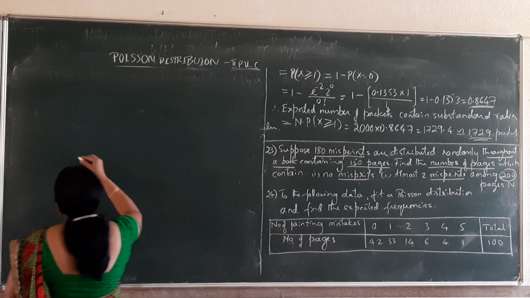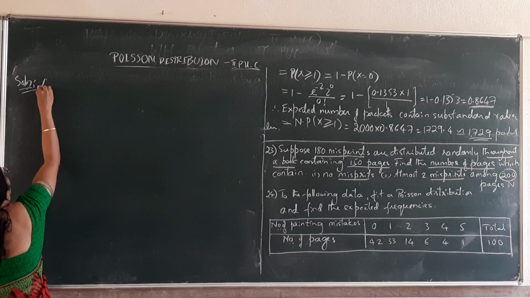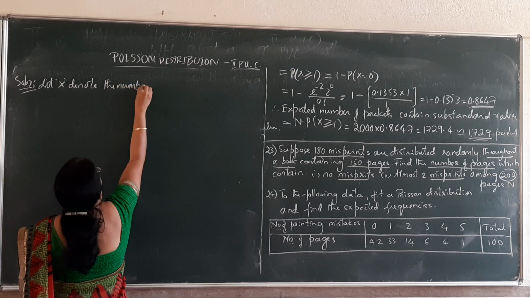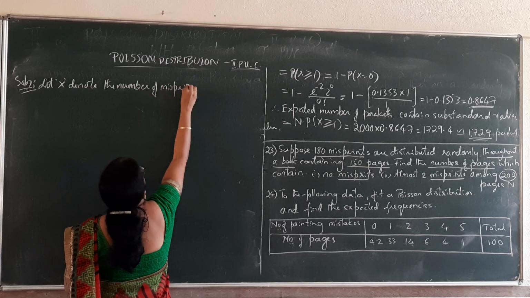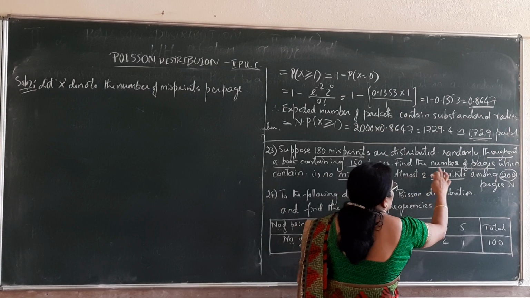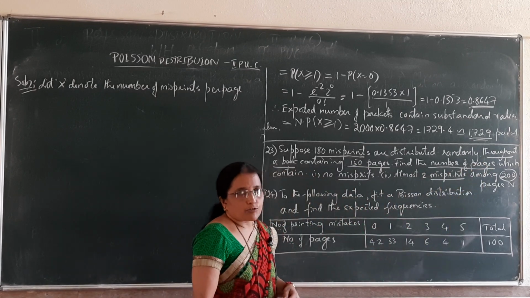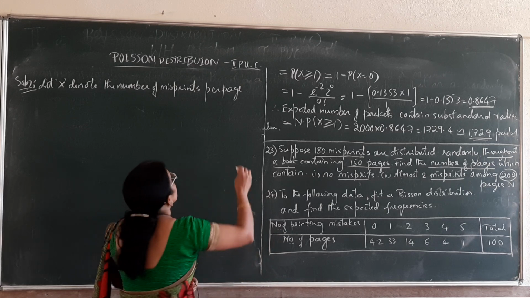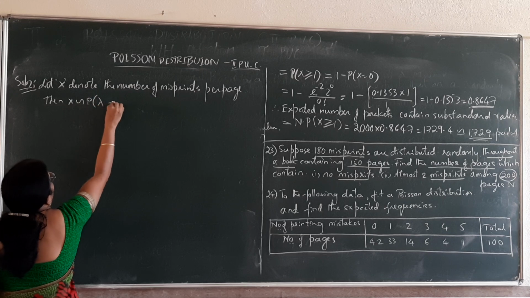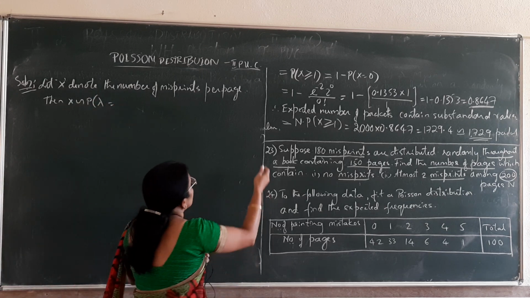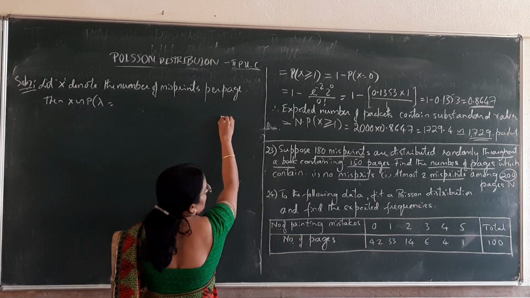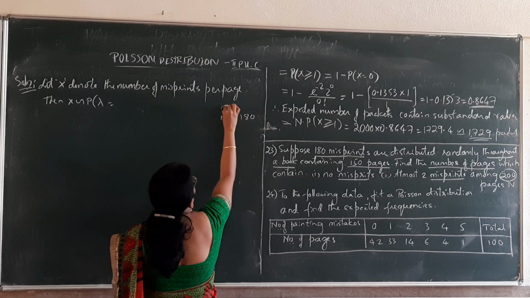First, let X denote the number of misprints per page. Observe, I wrote per page because finally they have asked to find the number of pages. So we have to deal with per page, right? That is how to understand the problem. So number of misprints per page. Then X follows Poisson with lambda equal to. How to find the lambda? Here it is a very simple calculation. We have studied it in lower classes. That is, suppose 150 pages have 180 misprints.